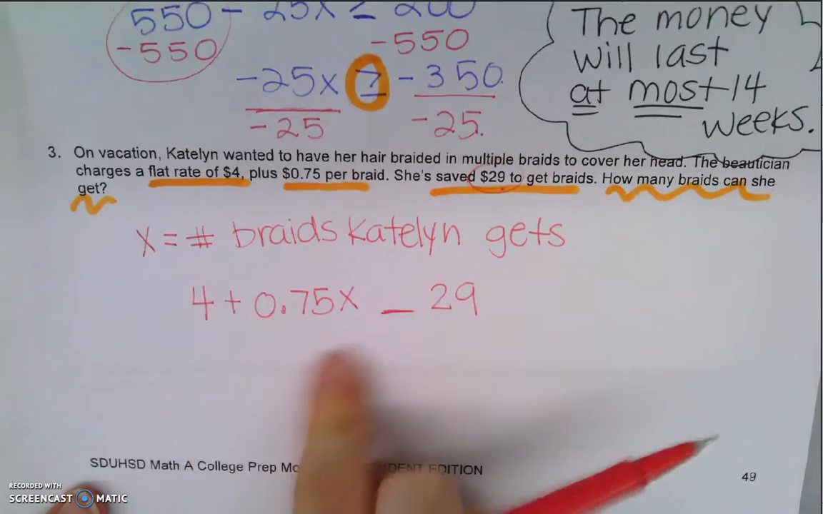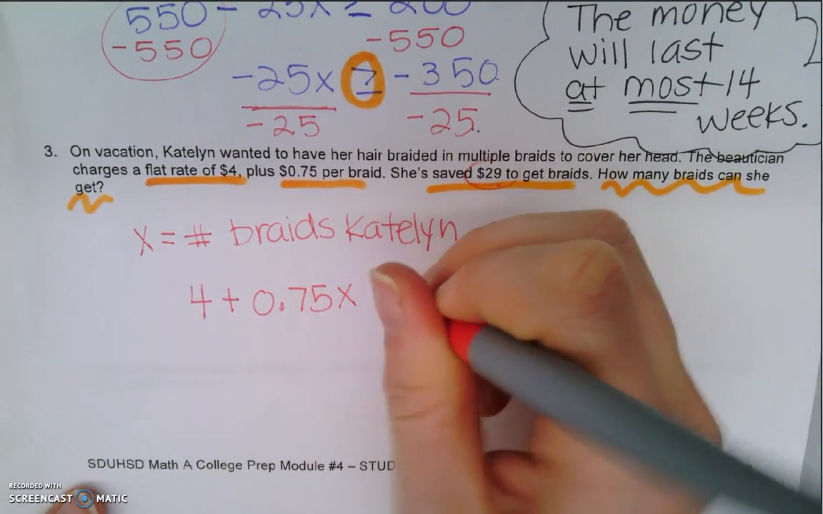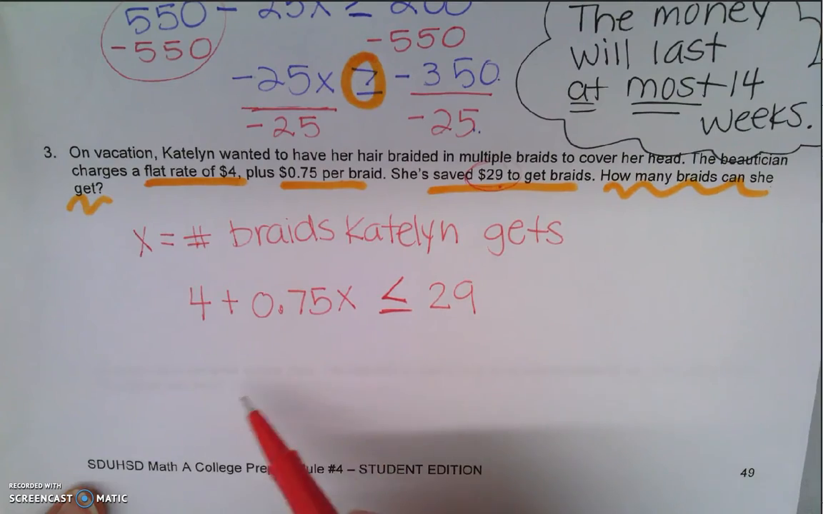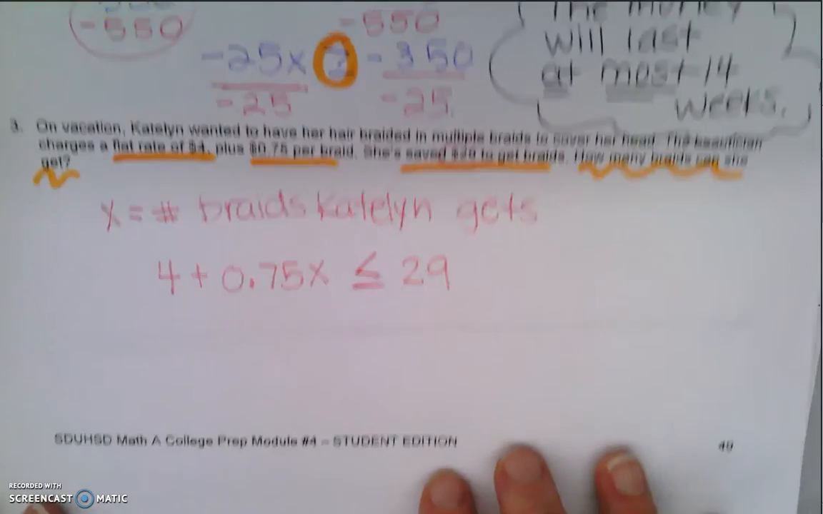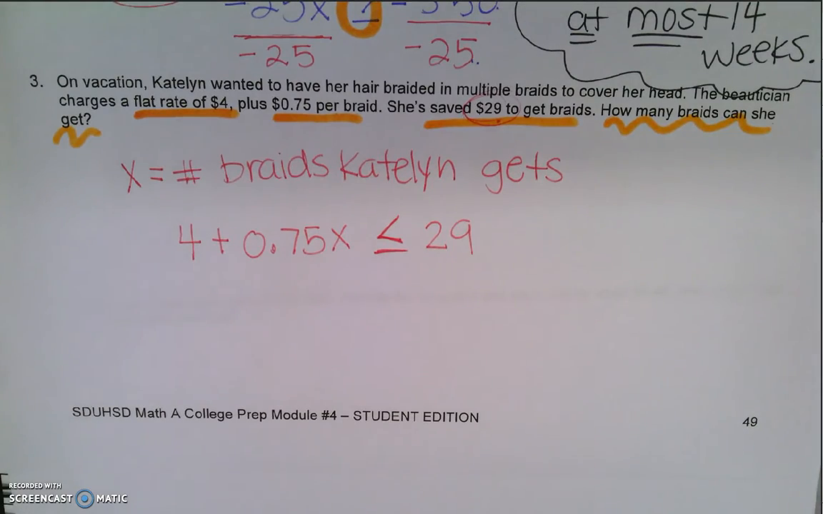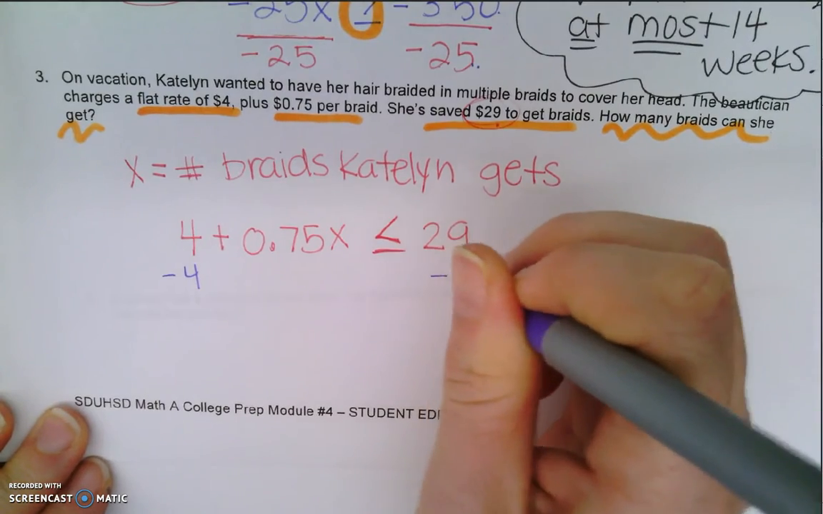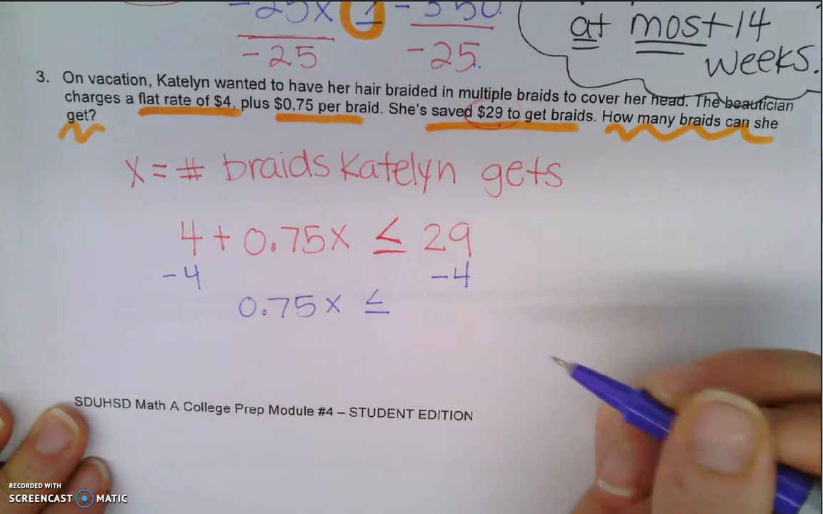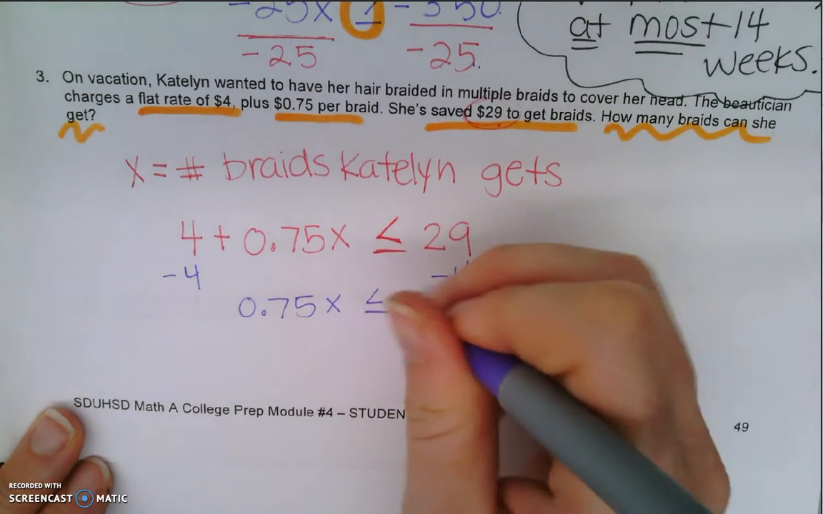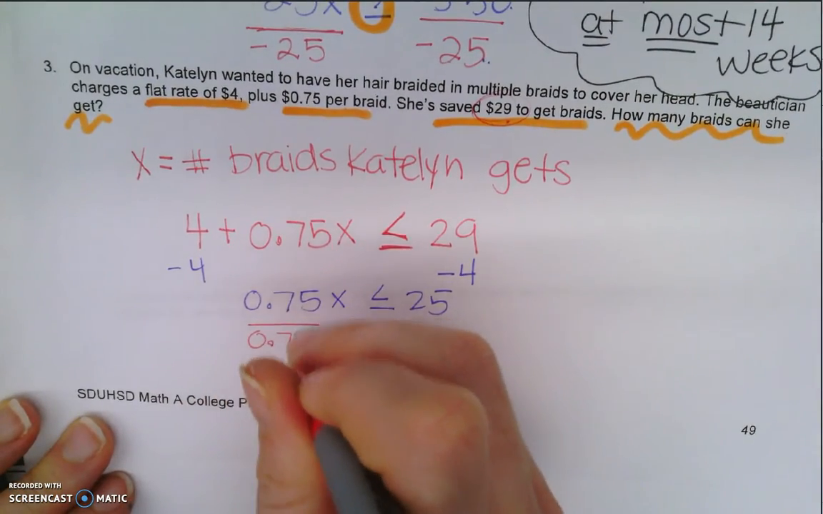So again, this amount here could be equal to $29 because that's how much money we have to spend. It can't be greater than because we don't have more than $29, but it can be less than. So we know that 4 plus 0.75x could be less than or equal to 29. Let's go ahead and solve the problem together. First, to isolate our variable, I'm going to subtract 4 on both sides. I have 0.75x is less than or equal to 25.